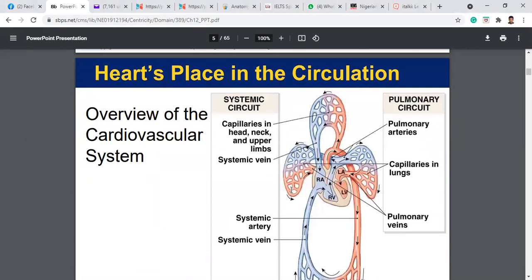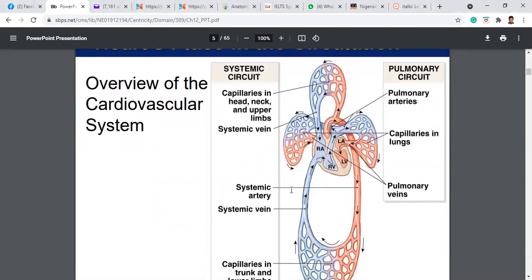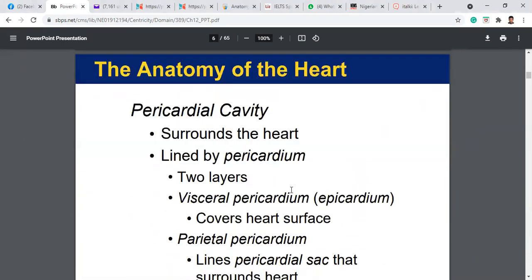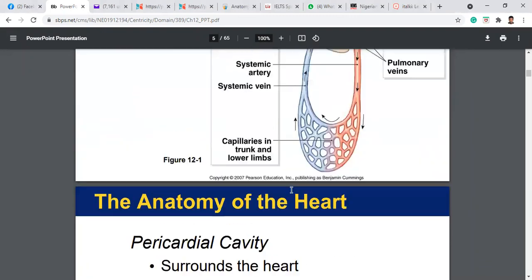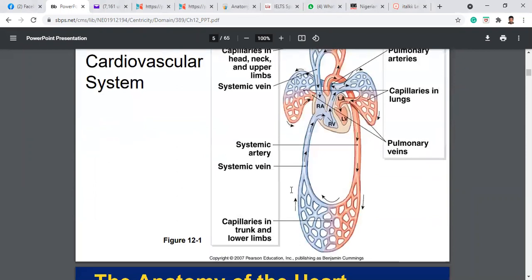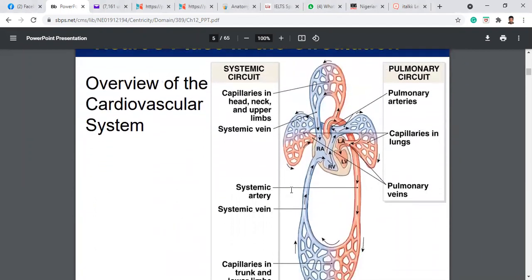Okay, maybe I can use this diagram. Or let me see if I can find a better diagram. Okay, let me use this one. I think I have another diagram. Let me use a better diagram. I have another diagram. Let me use another one. Maybe that will be easier for you.